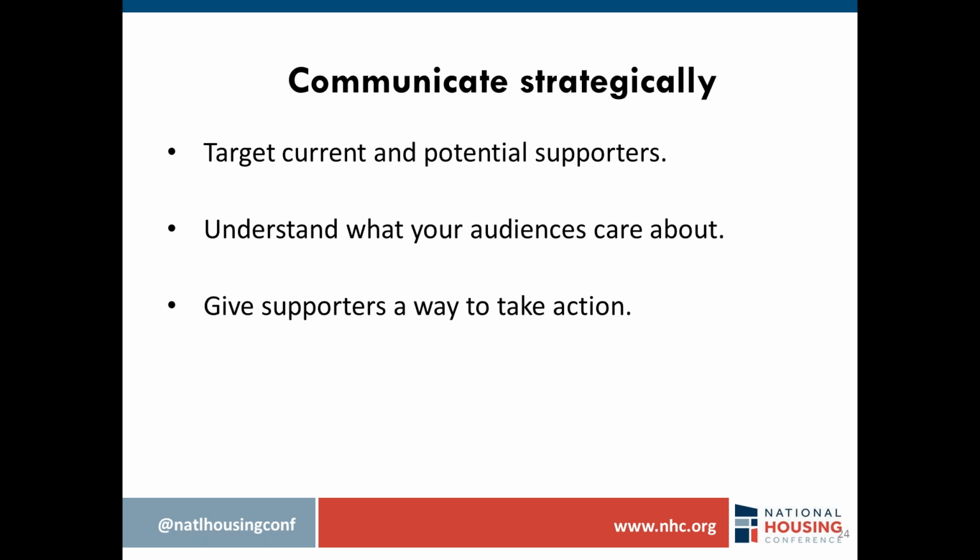And then finally, it's not enough for people to just be educated about an issue or to be sort of bought in. We need to give them a way to take action. So what do you need people to do? Do you need people to come to that city council meeting and voice their support? Do you need them to sign a petition? Figure out what it is that people can do with that new passion and new support that you've inspired in them, and give them that easy way to take action.